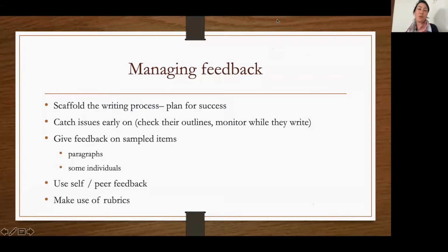And so we want to really set students up for success, making sure that at each stage of the writing process, they know what they're doing, that they're competent. And so that bad writing isn't just a result of students who don't know what they're supposed to be doing.